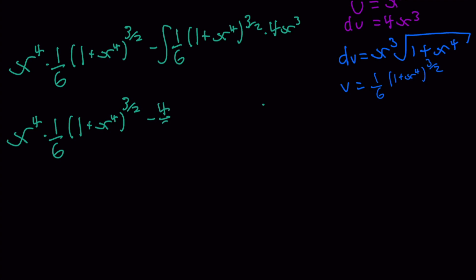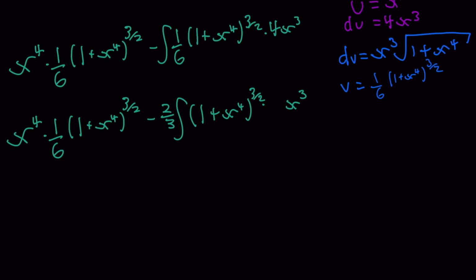So we have 4/6 of the integral of 1 plus x to the 4th to the 3/2 times 4x cubed, or times x cubed. We pull the 4 out. And this right here, really simple. Just divide everything by 2. We have 2/3. Really nice. So now, since we can see we have these powers that look like they're going to cancel, we're going to do another u sub.